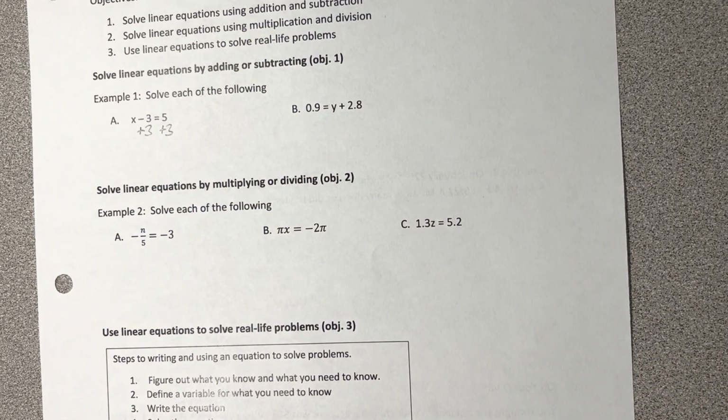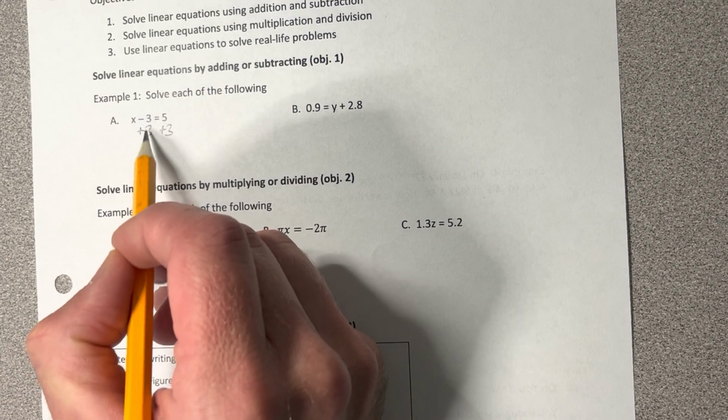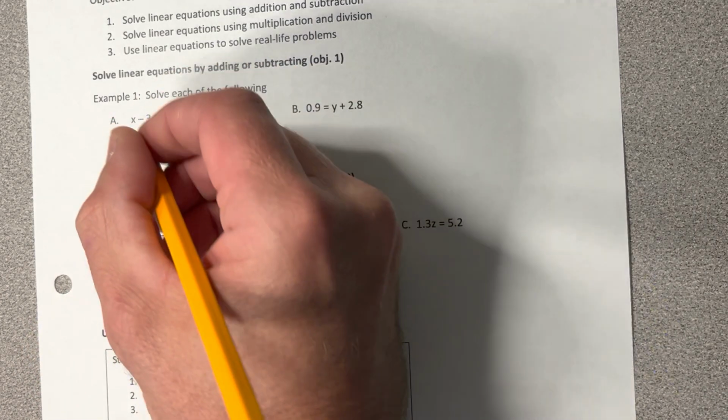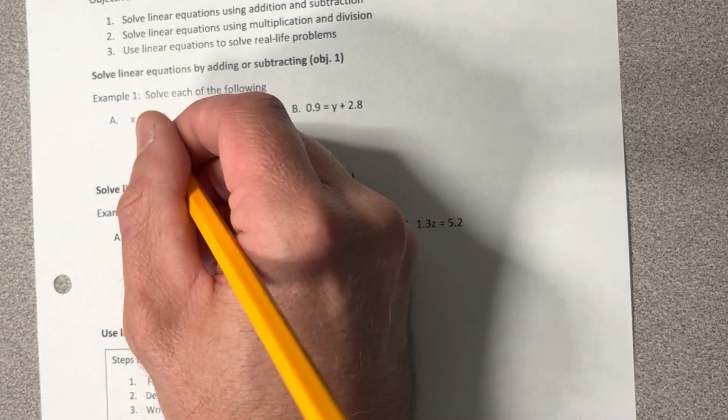And by the way, that's called the addition property of equality. We just don't normally say that every time. But we add 3 on both sides. And do you agree that a -3 plus a 3 is 0? And 0 plus x, isn't that just x? And what's 5 plus 3?